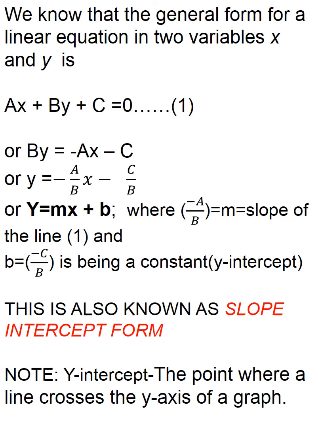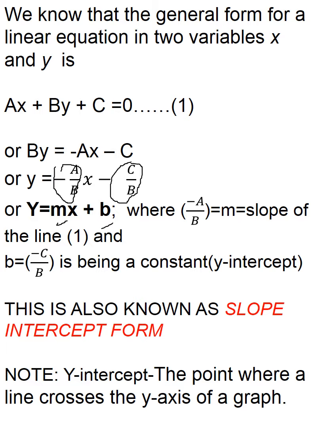You know that the general form for a linear equation in two variables x and y is written as ax + by + c = 0. Proceeding from this equation, we can write by = -ax - c, or y = -(a/b)x - c/b. We are considering this -a/b as m and this -c/b as b.